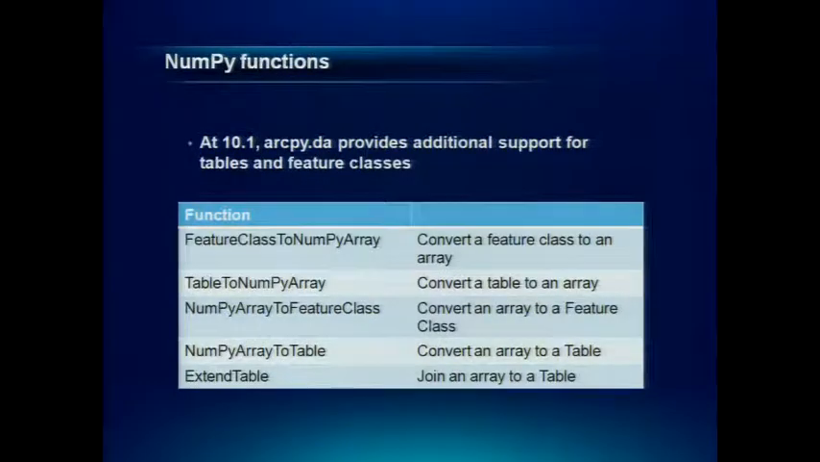At 10.1, we're now adding feature classes and tables to that as well. So in the arcpy data access module, we have a set of 5 functions. You can convert feature classes and tables to a NumPy array, one for each, and then there's a function to take it back. And then we also have an extend table function, which works sort of like a join. So you have some array, done some analysis on it, you want to bring that back, you don't have to create a fresh table, you can just join it on with a common ID to your existing data.